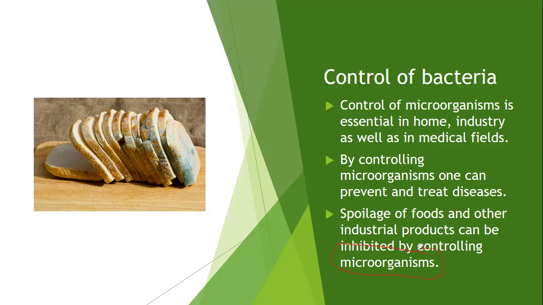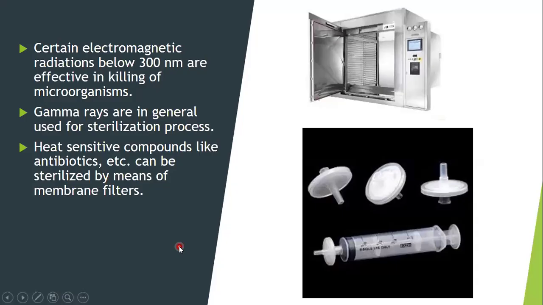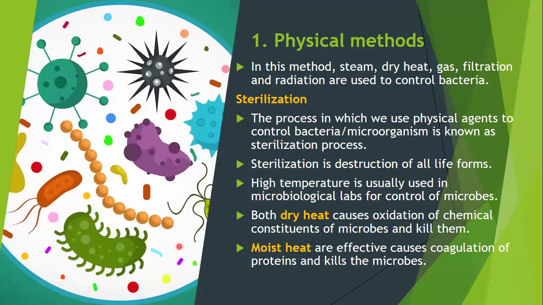Spoilage of foods and other industrial products can be inhibited by controlling the microorganisms. As we know, each and every type of food item or other product is spoiled by infections of different types of microbes, including bacteria as well. There are various methods to control microorganisms and the infestation of food materials as well as other biochemical agents.